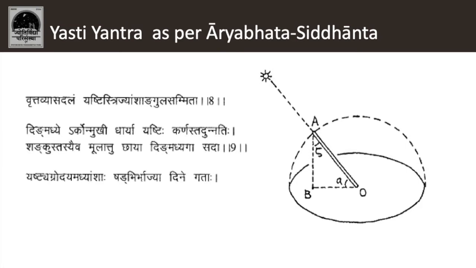So on the left hand side is given the shlok of how to construct a Yashti Yantra. It is simply trigonometry. All you have to do is draw a circle, place a Yashti Yantra at the center, and point it towards the sun at a particular position. And that will give you how the sun is going to move in the sky.